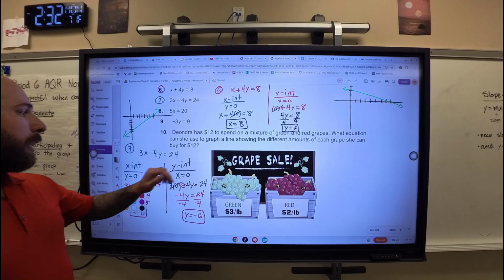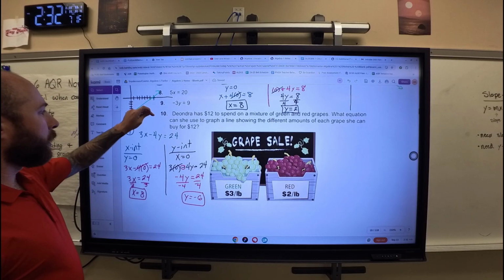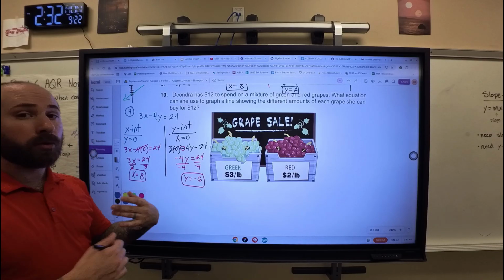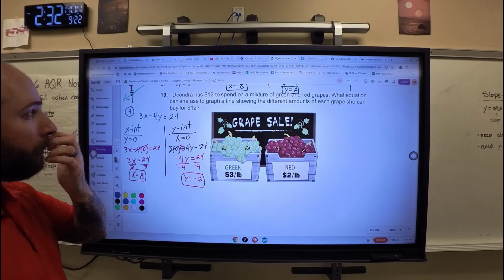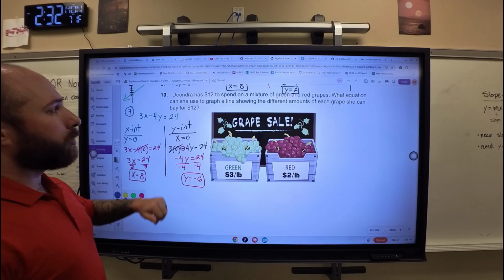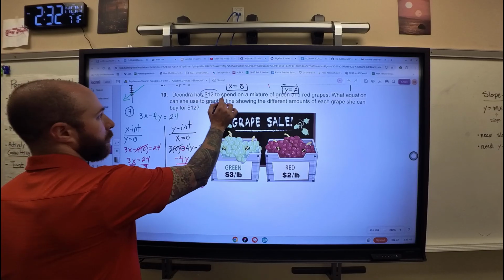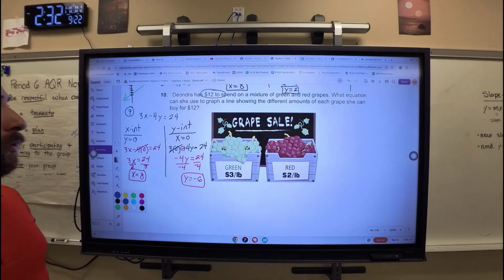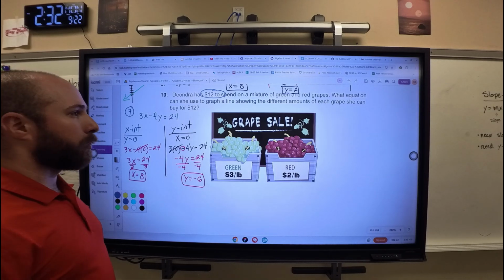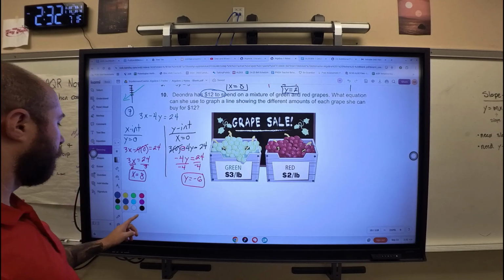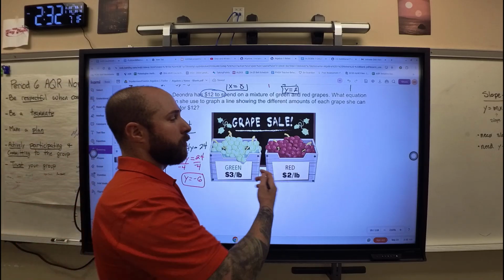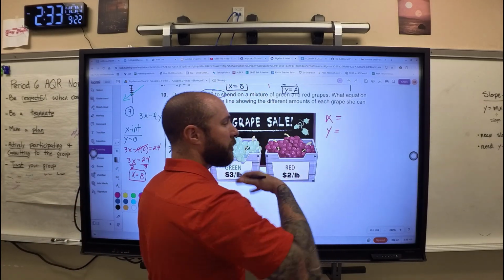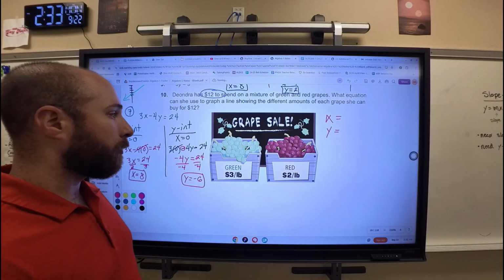All right. Last question that we're going to do, we're going to look at question 10. All we're going to do on this question is we're just going to create the equation for this scenario. So it says Deandra has $12 to spend on a mixture of green and red grapes. What equation can she use to graph a line showing the different amounts of each grape she can buy for $12?